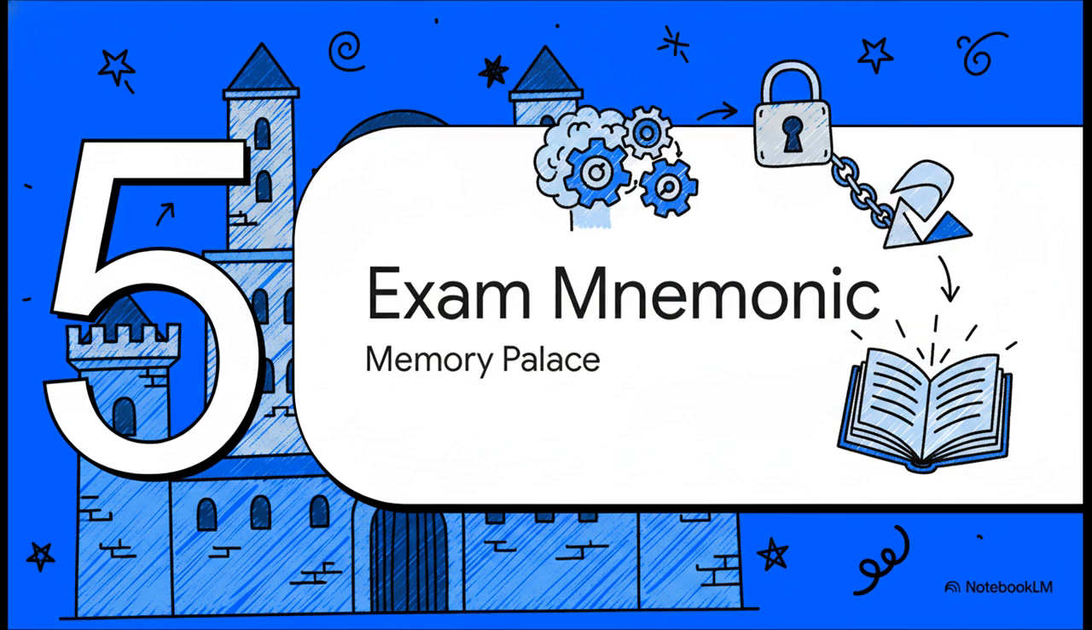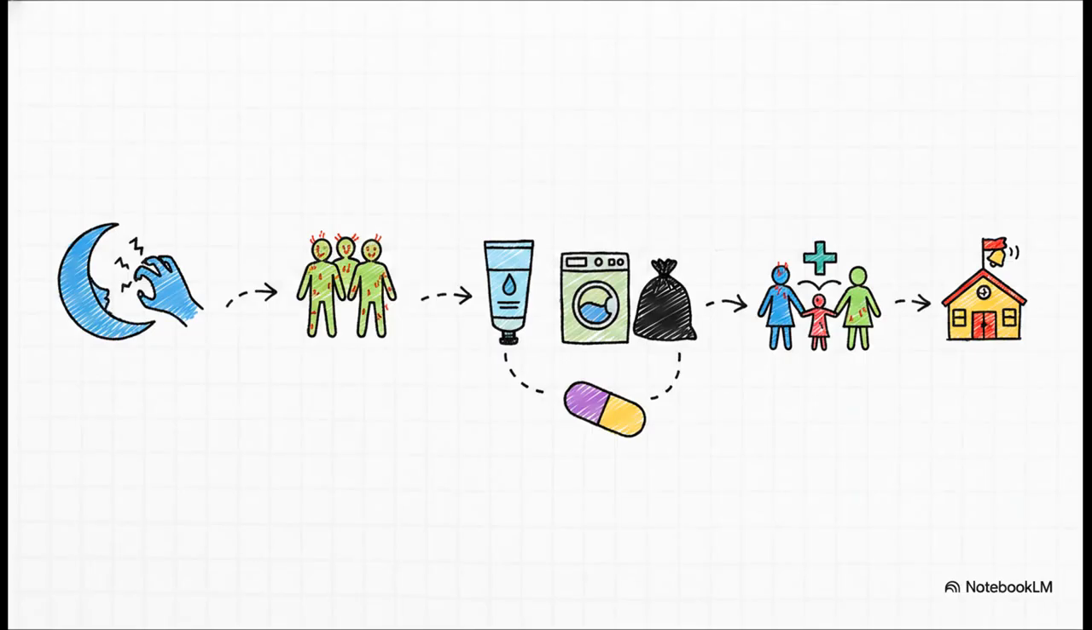Section 5. Mnemonics for exam success. Let's lock these dense concepts into your brain using some powerful memory tools. First, for the skin, just remember the word scabies itself. S, scratch at night. C, contacts are itchy. A, apply permethrin correctly. B, bedding and clothes need a hot wash or to be sealed up in a bag.